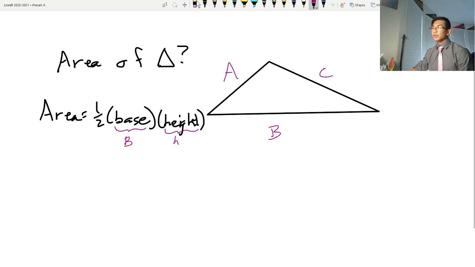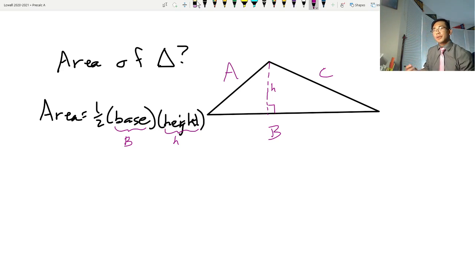The height, well, I don't see a height or an altitude drawn in, so I'll draw one in now by doing this. It must be perpendicular to this side, and that's going to be H. Alright, hang on a second. Now that I've drawn in that altitude, I actually have some right triangles, and we know all about right triangles.